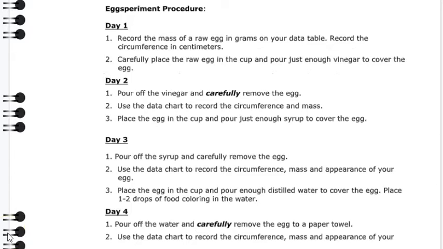All right, so for day 3, we're pouring off the syrup. We're going to use our data table, collect the measurements, placing the egg in the cup. And it says use distilled water. I'm just using some purified water. And then for some dramatic effect, add 1 or 2 drops of food coloring. And so we'll see how that turns out.